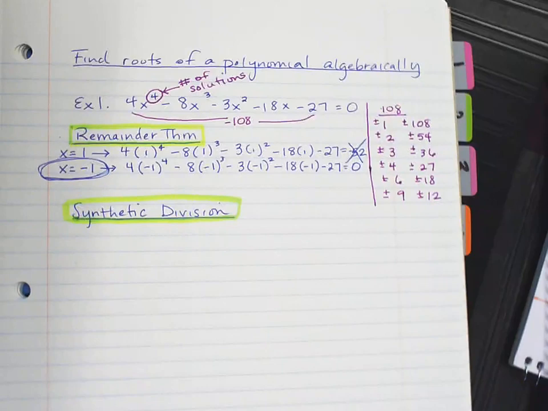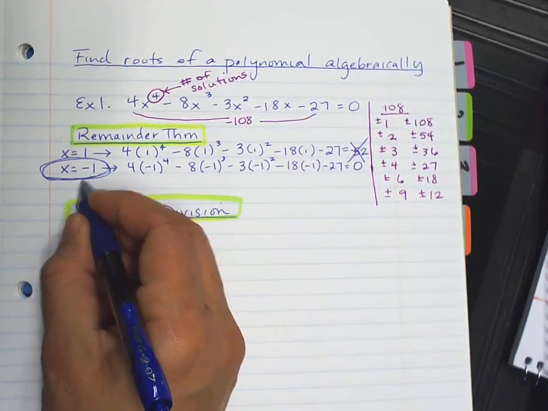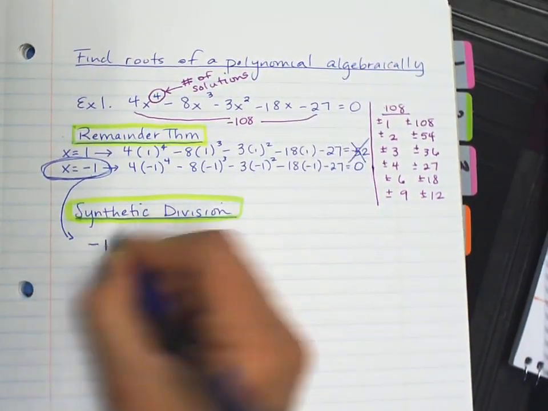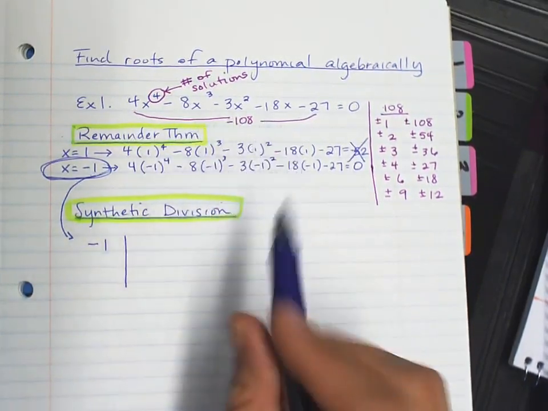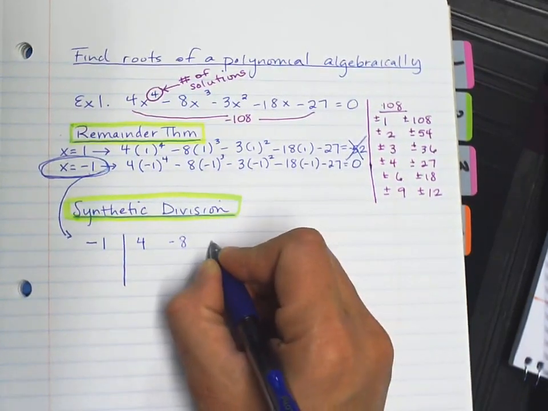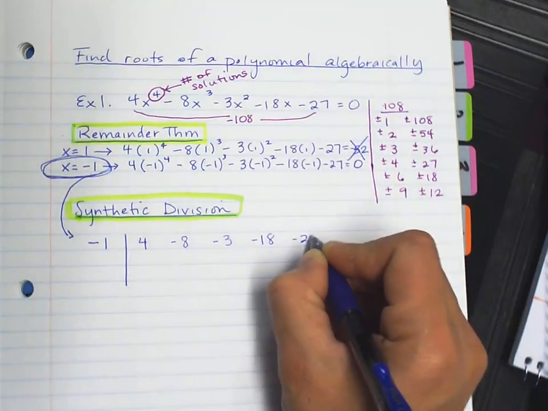Ready? Okay, so x equals negative 1. So that solution, we're going to use it over here for our synthetic division. So I'm going to put negative 1, and then remember we write down the coefficients. So it's going to be 4, negative 8, negative 3, negative 18, negative 27.